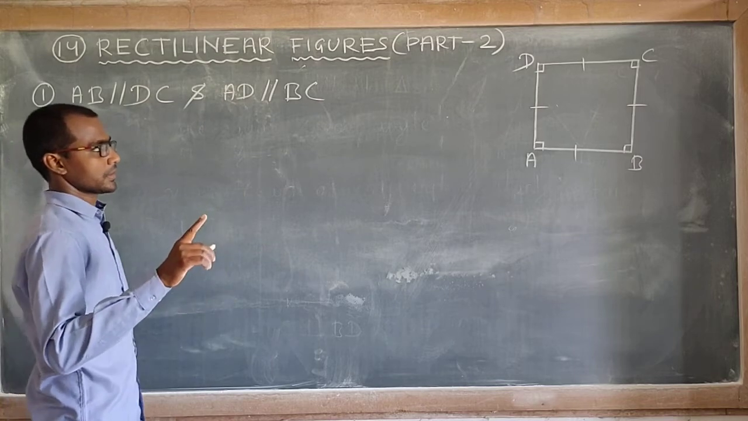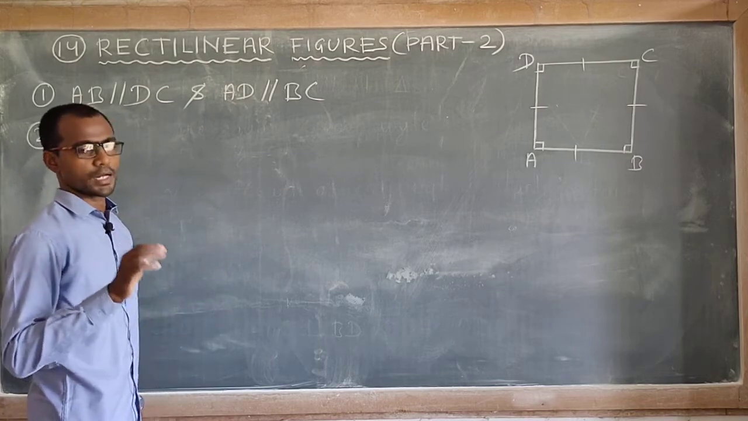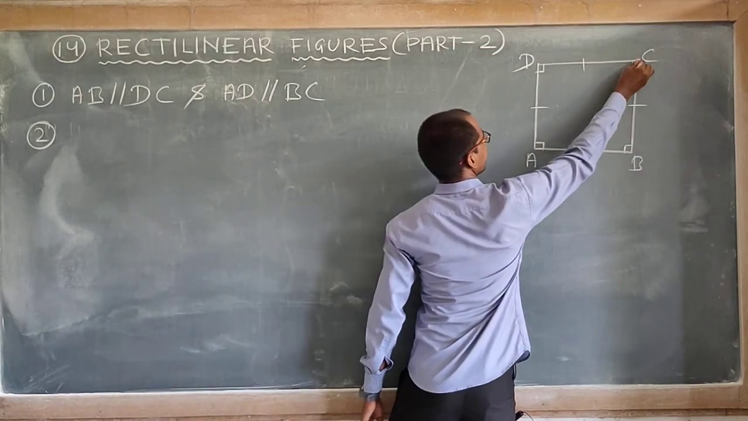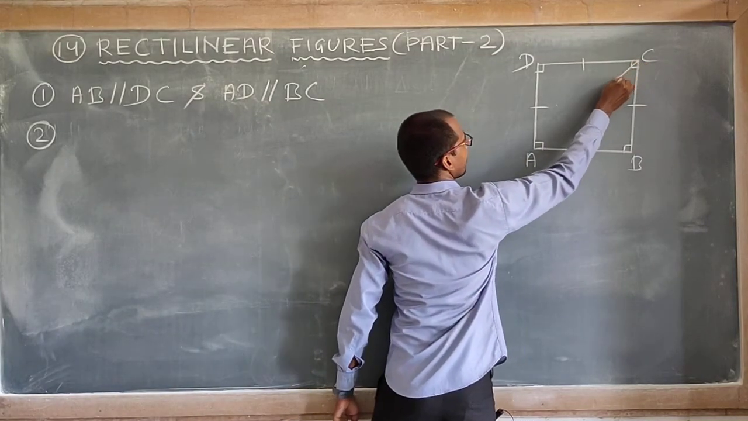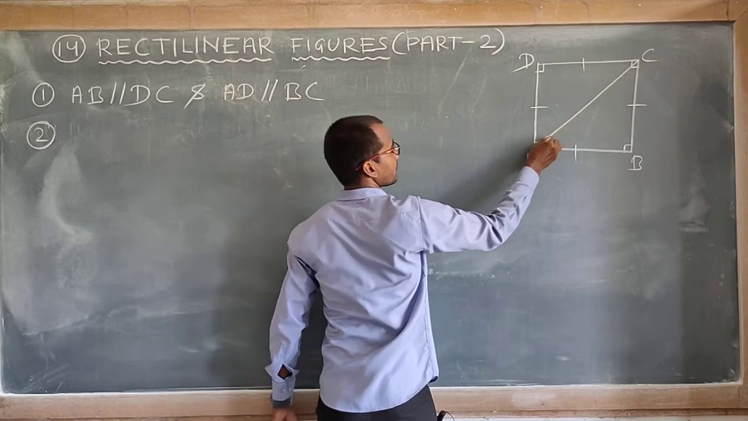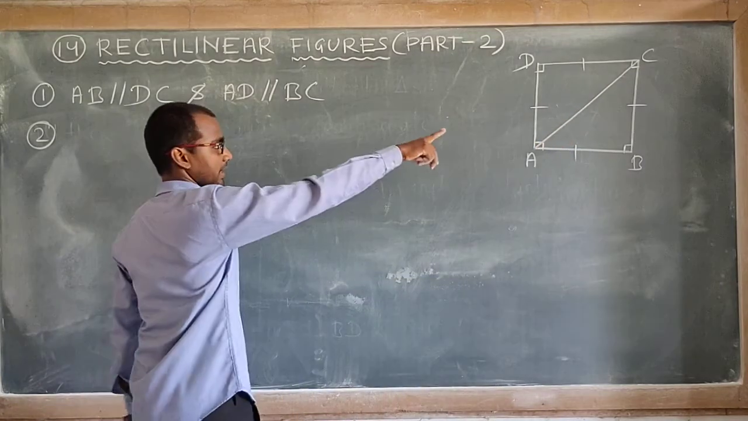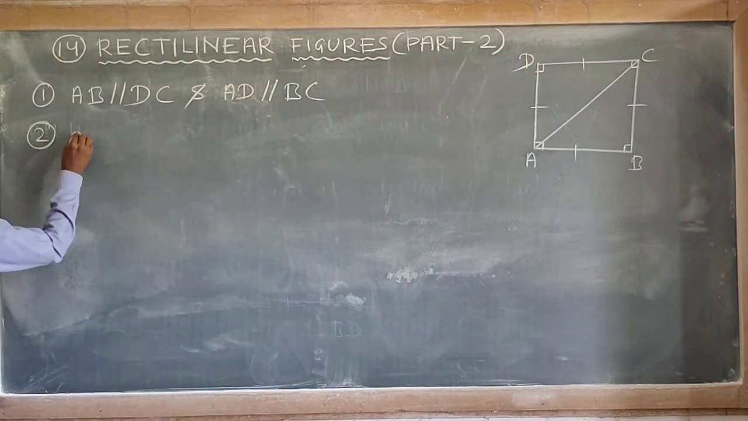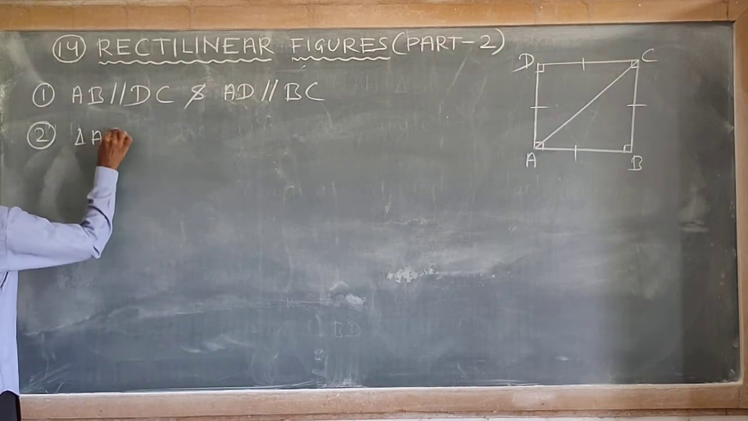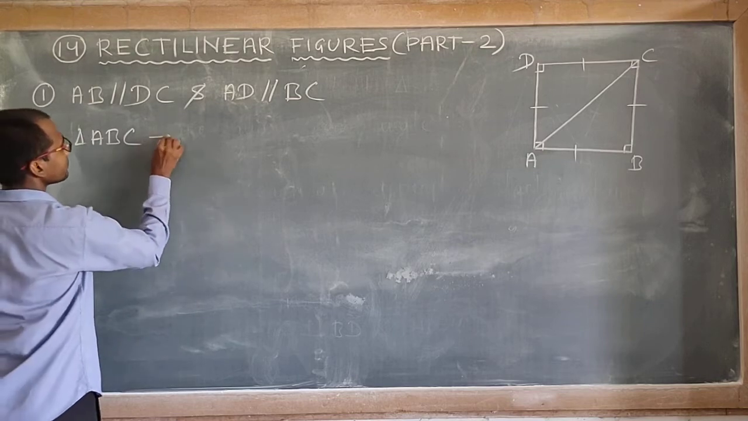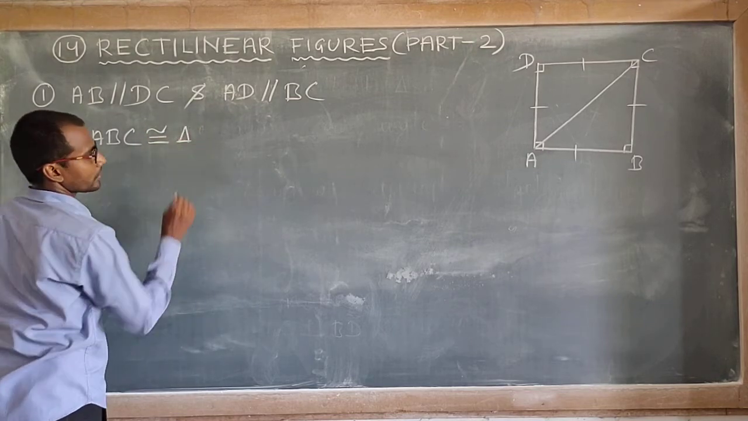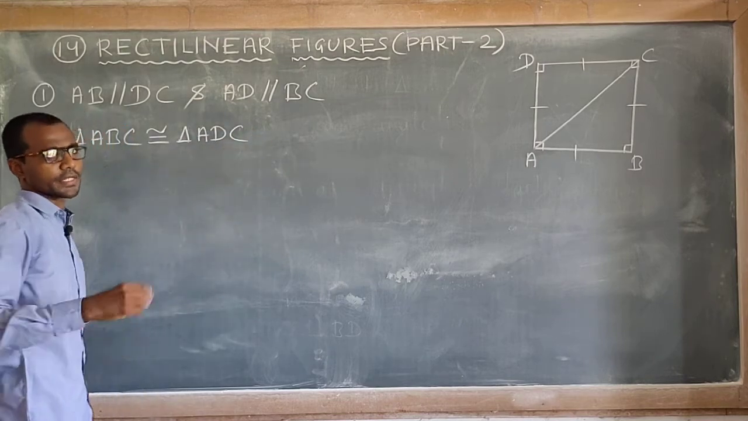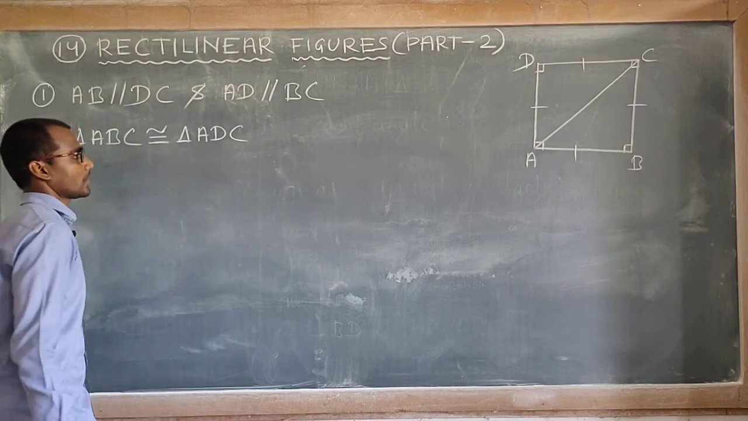The same property, each diagonal bisects the square. If I join AC, then this diagonal AC will bisect the square. That means triangle ABC is congruent to triangle ADC or CDA. Both orders will be correct.